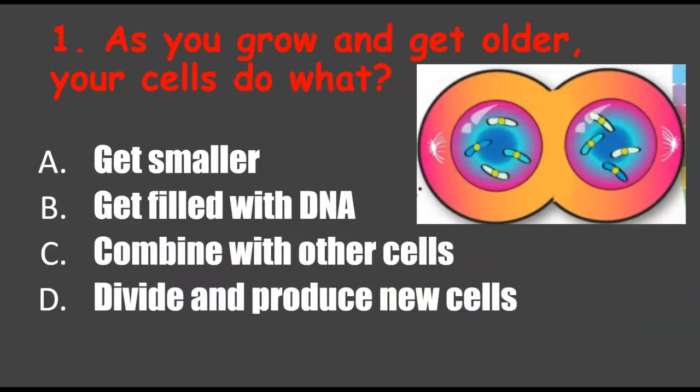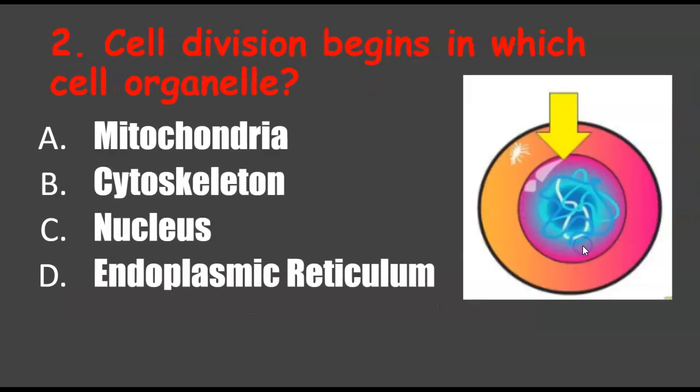All right, number 1, as you grow old or grow and get older, your cells do what? Do they get smaller? Do they fill with DNA, combine with other cells, or divide and produce new cells? They're going to divide and produce new cells.